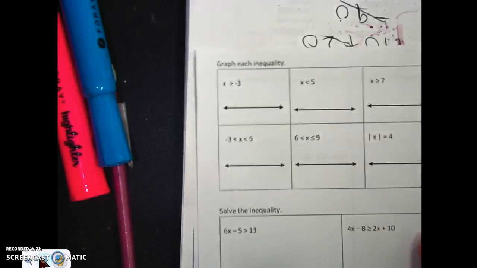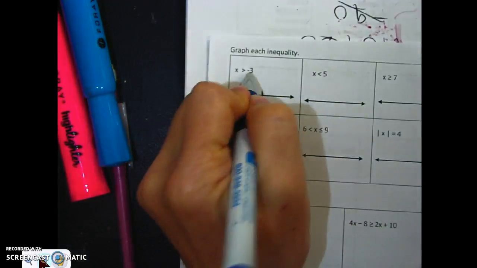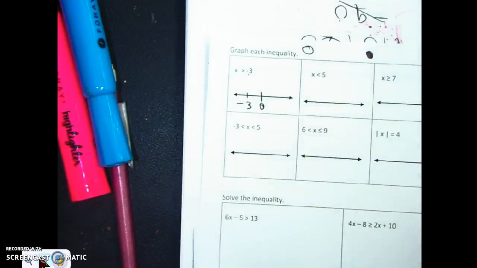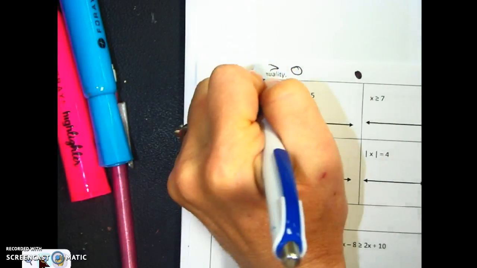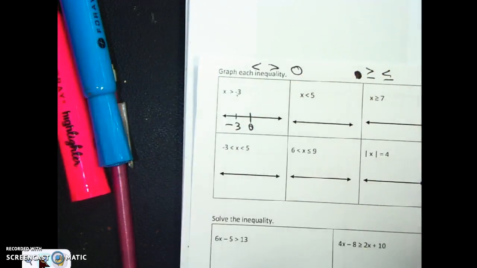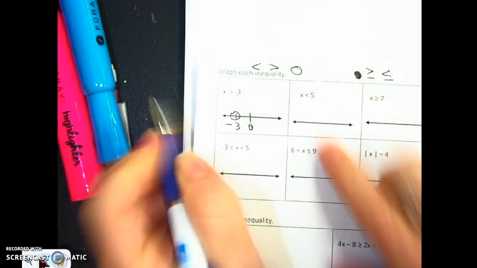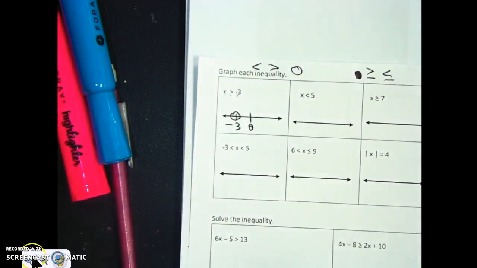Okay. So let's start with the first one. The first thing I need to do is put a 0, and then I need to focus on the number. The number is -3. Then I need to decide, is it an open circle or a closed circle? Open circle is greater than or less than. Closed circle is greater than or equal to or less than or equal to. This is greater than, open circle on the number. Now it says x is greater than -3.